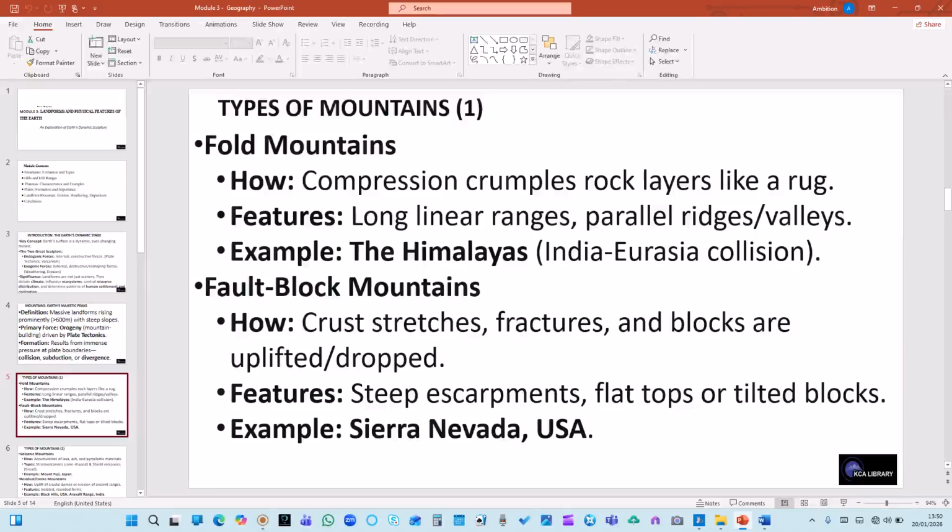Number two type of mountain is the block mountain, otherwise known as fault mountain. It is formed by crustal stretching, where fractures form and blocks are uplifted and dropped. The features include usually steep escarpments, flat tops or tilted blocks. Example is the Sierra Nevada in the US. So it is an example of a block mountain.